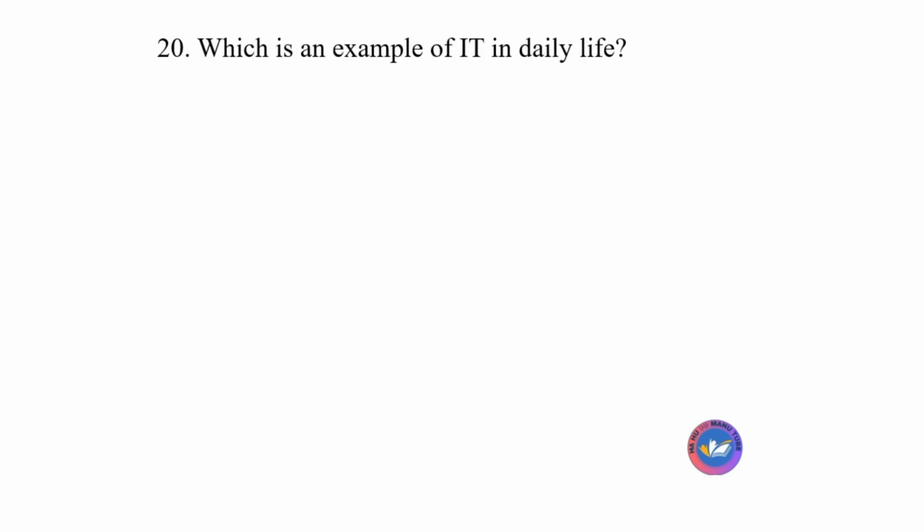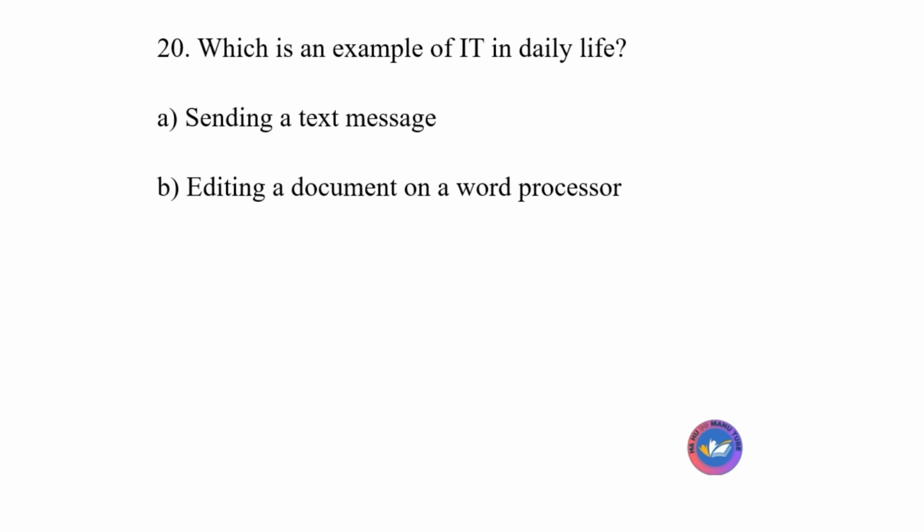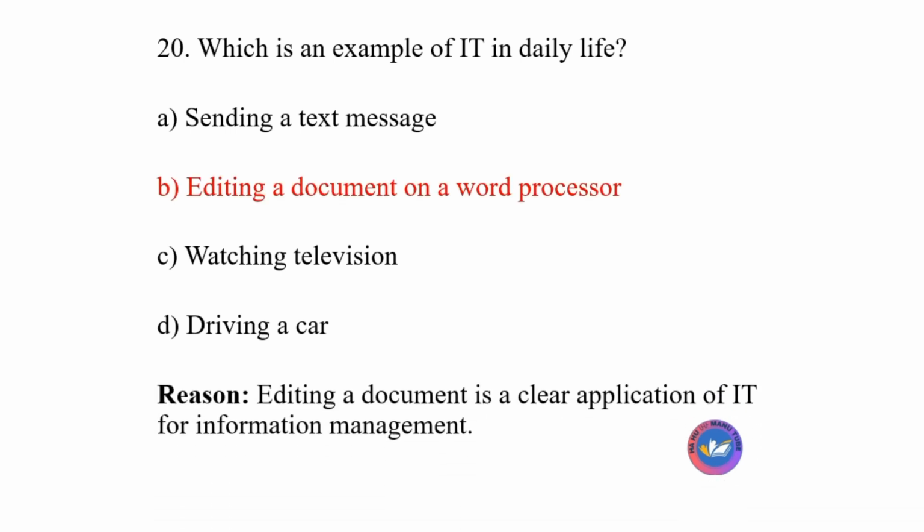Question number 20. Which is an example of IT in daily life? A. Sending a text message. B. Editing a document on a word processor. C. Watching television. D. Driving a car. The answer is editing a document on a word processor. Editing a document is a clear application of IT for information management.